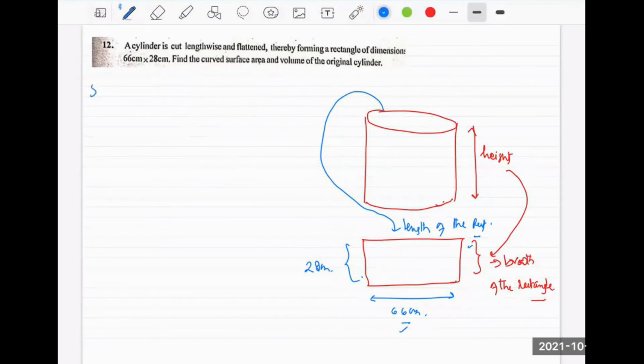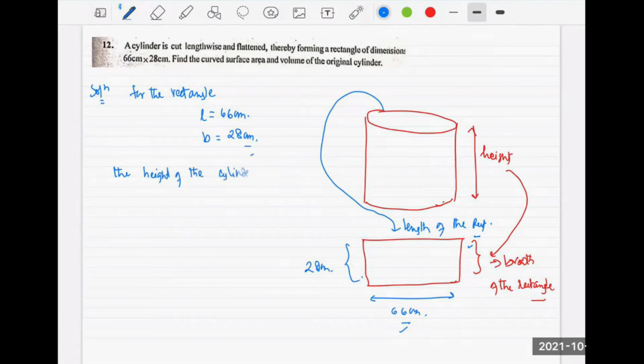Okay, let's see. Solution for the rectangle. How much is the length? Length is 66 centimeter. Breadth is 28 centimeter. So according to what I just said, you have to say here the height of the cylinder is equal to what? Height of the cylinder will be equal to the breadth of the rectangle, right?